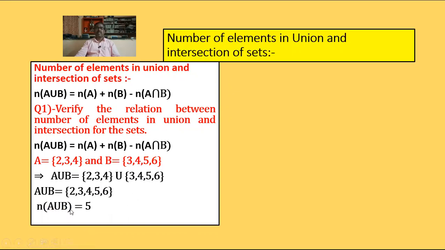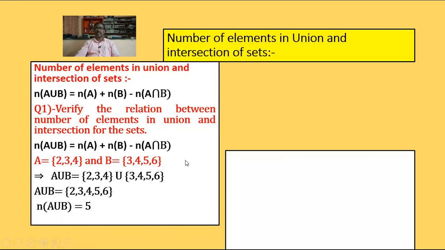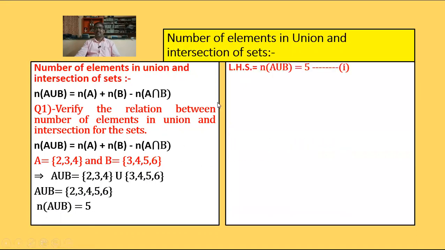Number of A union B is equal to 1, 2, 3, 4, 5. n(A union B) is equal to 5. Then on the LHS side, n(A union B) is equal to 5. We get equation number 1. Then the RHS side is n(A) plus n(B) minus n(A intersection B).